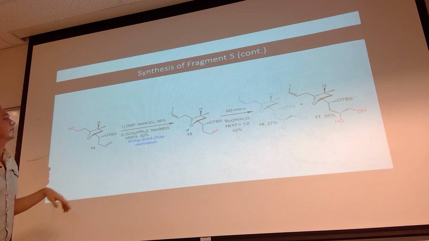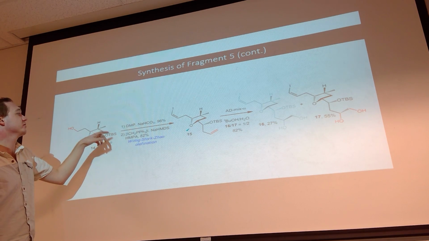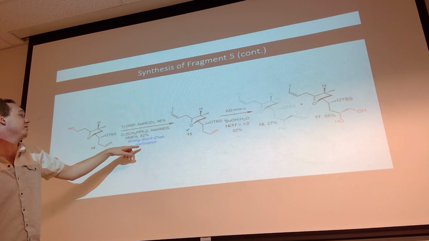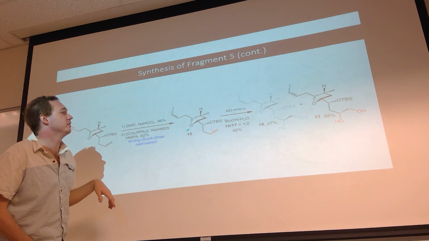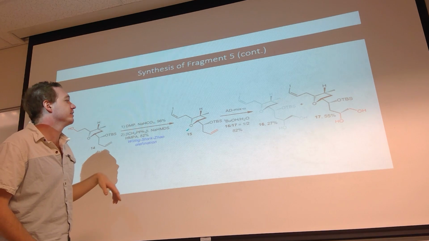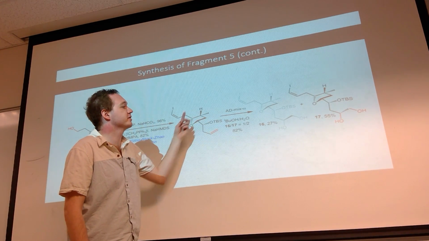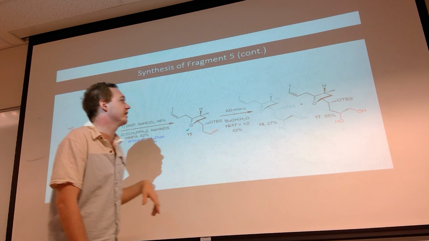That primary alcohol undergoes Dess-Martin oxidation by DMP, turns it into an aldehyde. That aldehyde is attacked by Wittig-Still-Gennari olefination to form our vinyl ether right here. And then our terminal alkene on the end here undergoes dihydroxylation by AD-mix alpha, and that turns it into the diol.